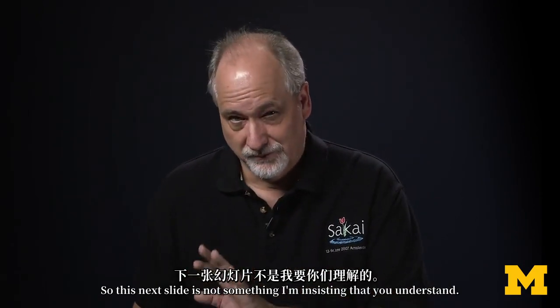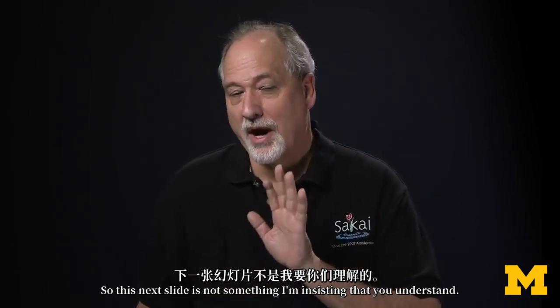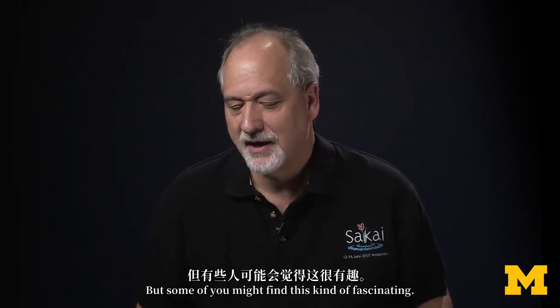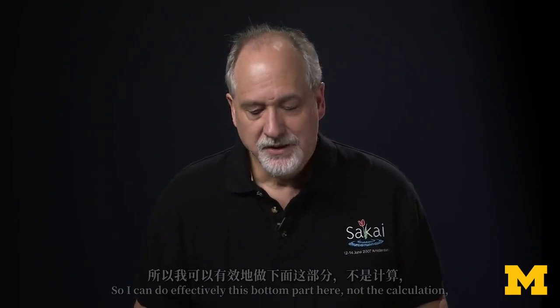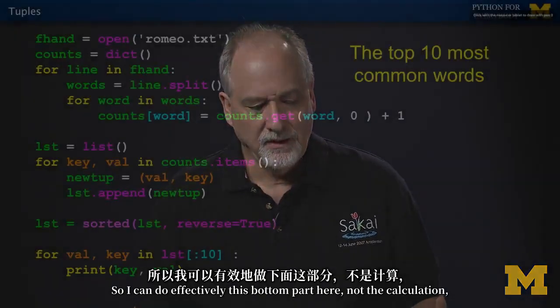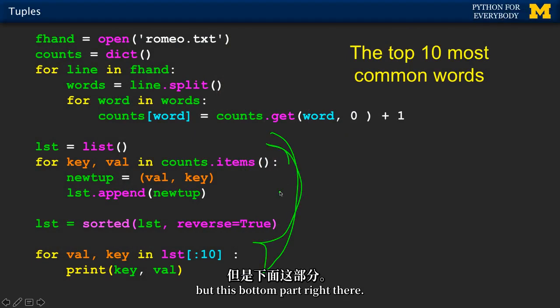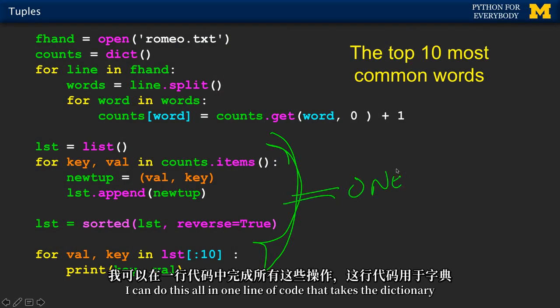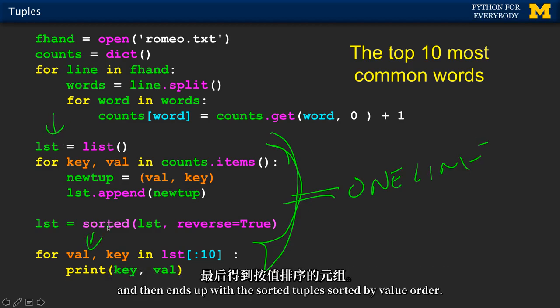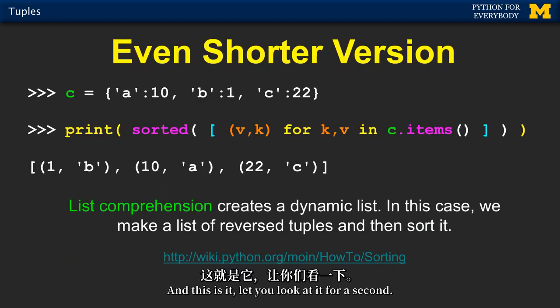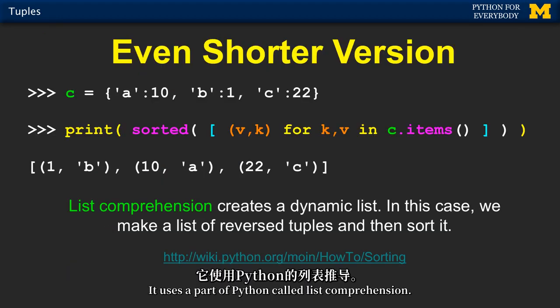So this next slide is not something I'm insisting that you understand, but some of you might find this kind of fascinating. So I can do effectively this bottom part here, not the calculation, but this bottom part right there. I can do this all in one line of code that takes the dictionary and then ends up with the sorted tuples sorted by value order. And this is it. Let you look at it for a second. It uses a part of Python called list comprehension.